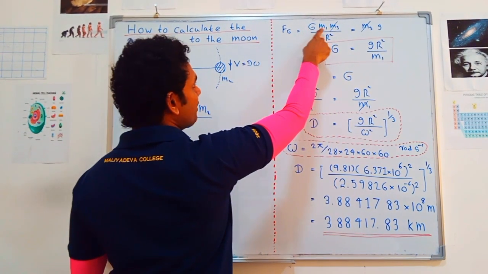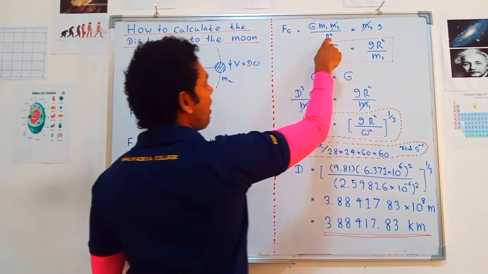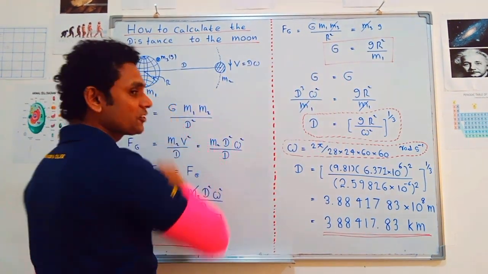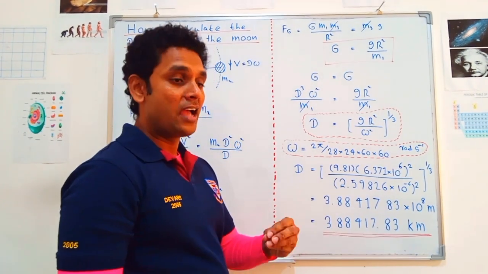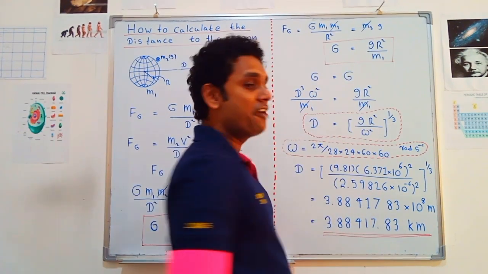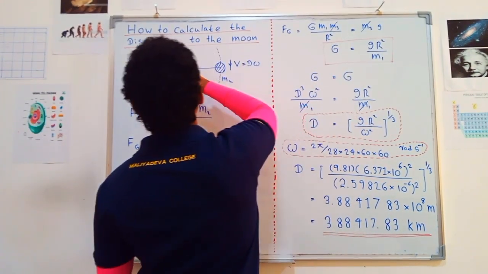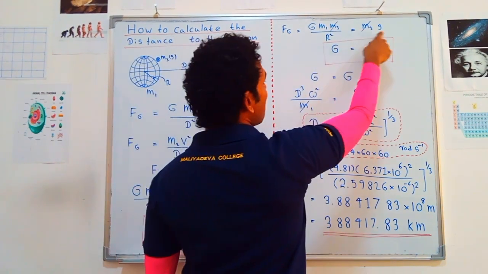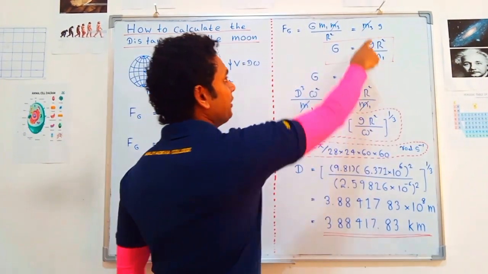G is the gravitational constant, m1 is the mass of the earth, m3 is the mass of this object, and r square is the radius of the earth. Why? Because this object is kept at the distance r at the surface of the earth. Then F equals ma: the mass of the object m3 multiplied by its gravitational acceleration, g.